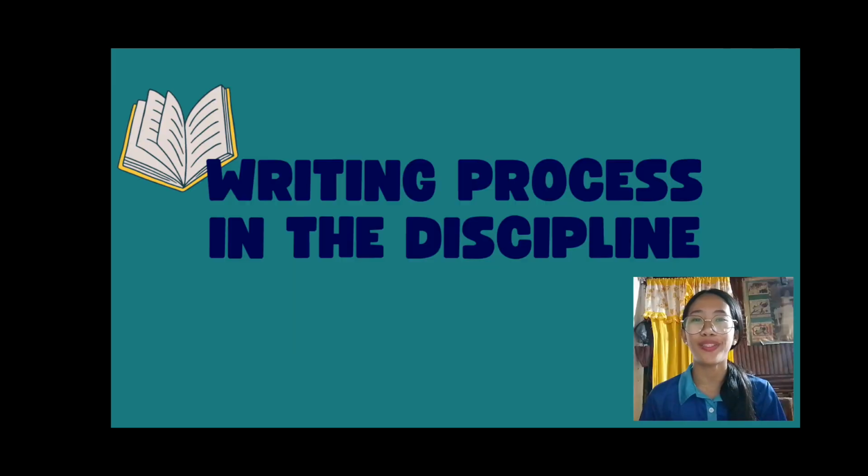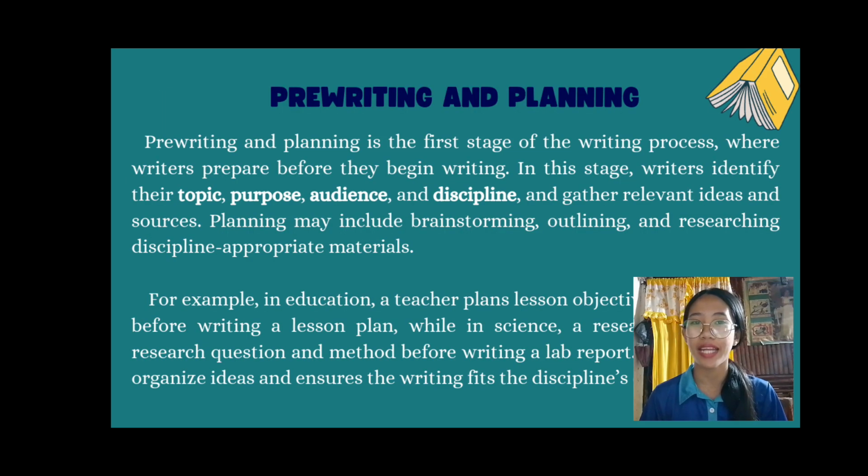Now let's move on to the writing process in the disciplines. So writing follows a process. Each stage helps improve the final output. So we have the pre-writing and planning. So this is the first stage of writing. Planning helps organize ideas and meet discipline standards.